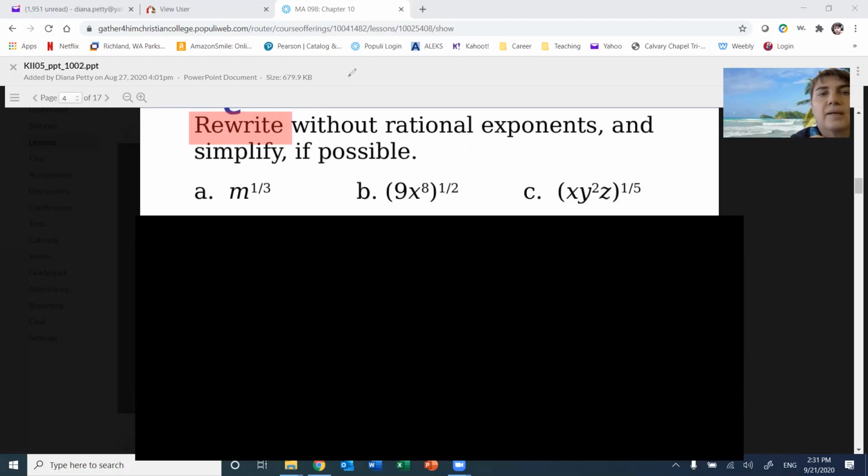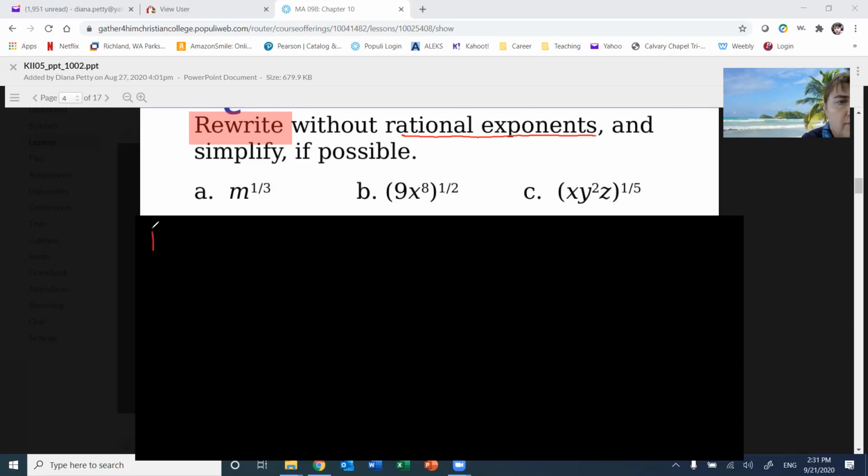Okay, so rewrite without rational exponents. What are rational exponents? This is a rational exponent. See, a ratio. See ratio? They don't want those. So how can we do it? Okay. So I'm going to erase, undo, undo, undo, and undo. So the first one.